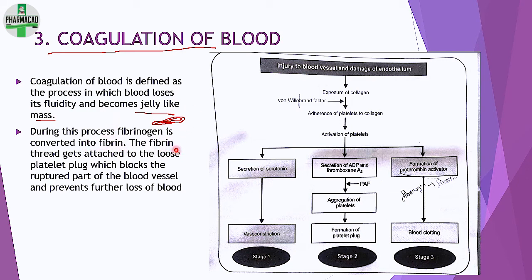Fibrin, from the name, how does it sound? Thread-like, fibers, jute fibers or fruit fibers, all are like this, thread-like. You would know banana fibers. So fibrin in itself is a rope-like substance that will get attached to the loose platelet plug which blocks the ruptured part of the blood vessel and prevents further loss.